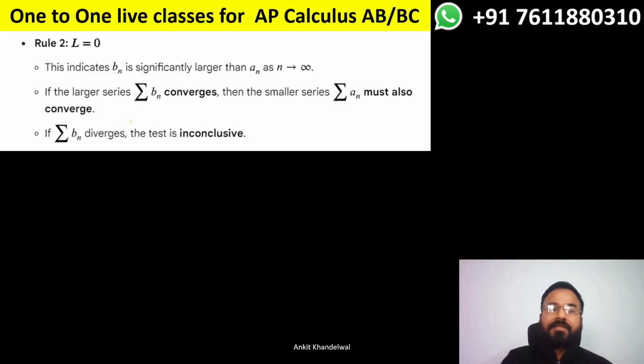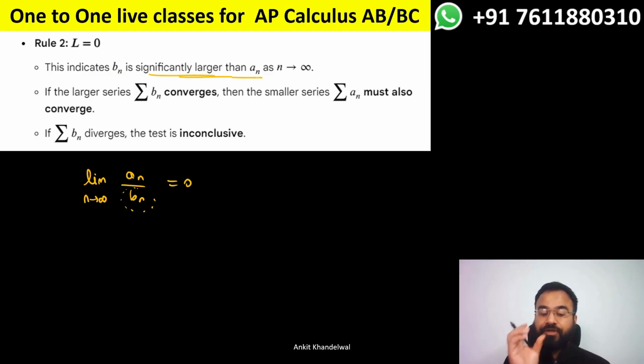Second, suppose the limit comes out to be 0. Our limit was the limit as n tends to infinity of an upon bn. If this comes out to be 0, it means bn is a larger term. This indicates that bn is significantly larger than an, because as n goes toward infinity, the denominator is getting very large. That is why it is going towards 0. So bn is greater than an. Now this is the result of the same direct comparison test.